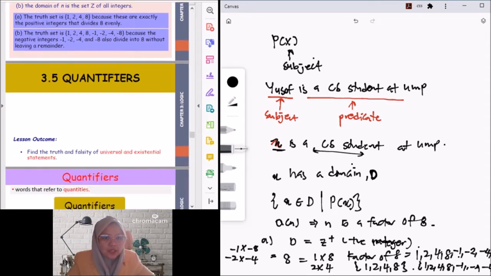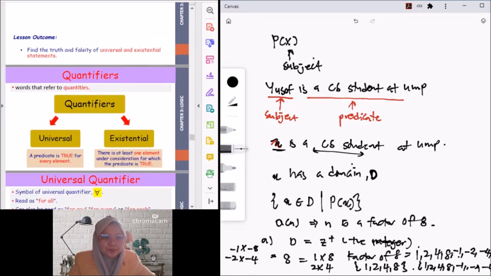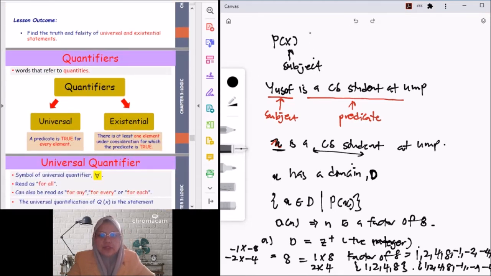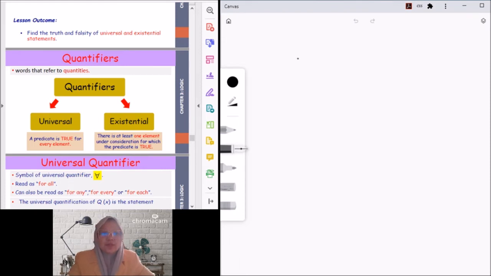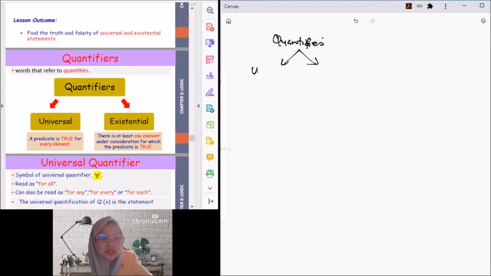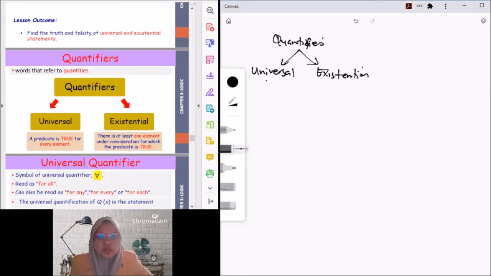Next we look at quantifier. Quantifier refers to quantities, and quantifiers have two types, which are universal and existential. So what is the difference between universal and existential?